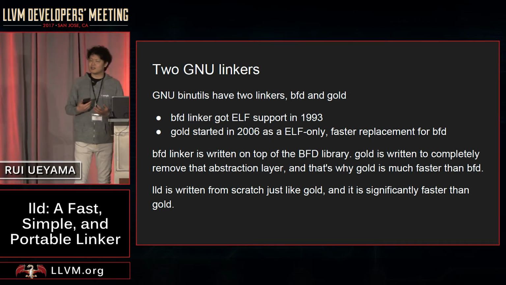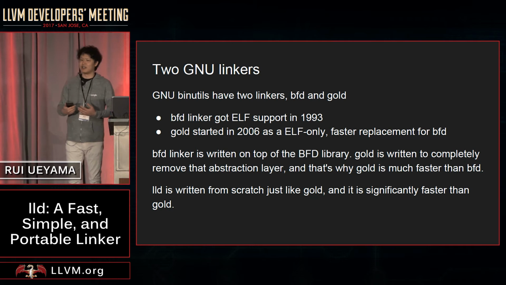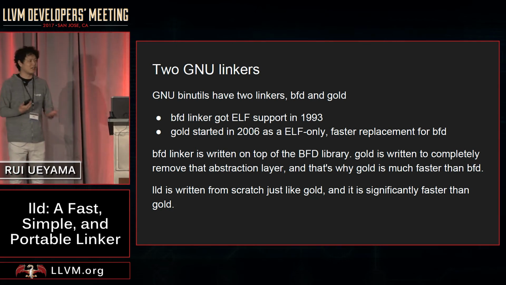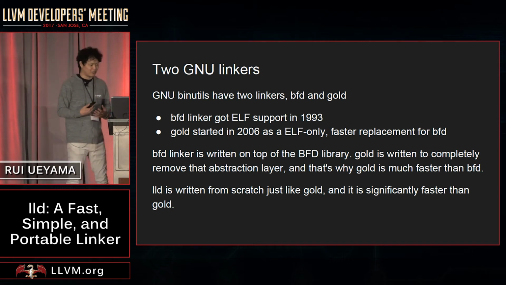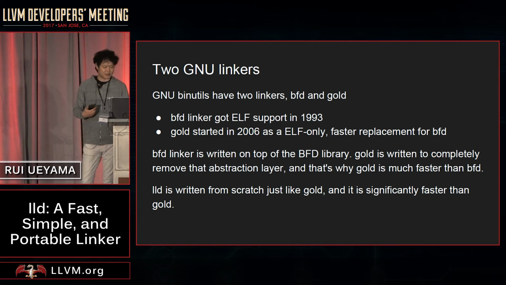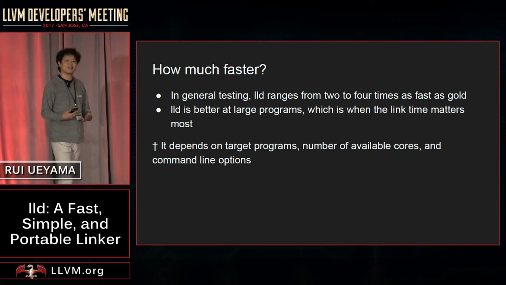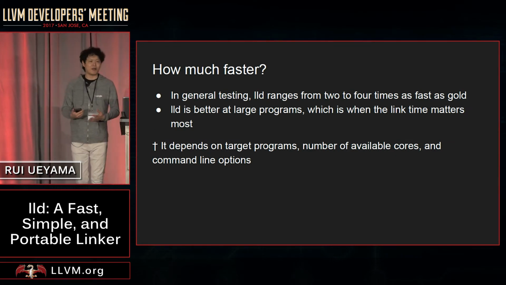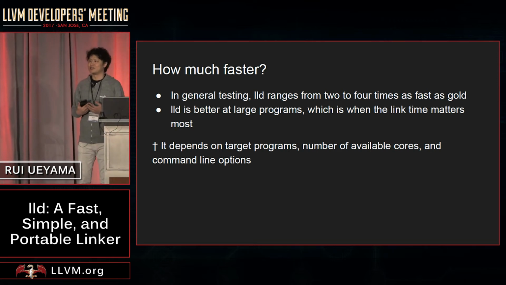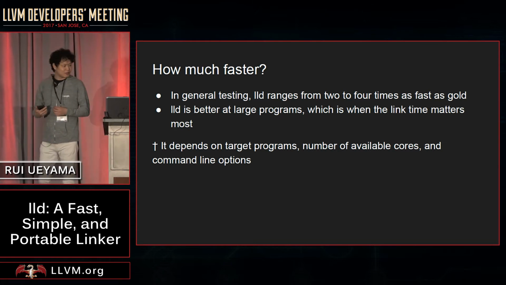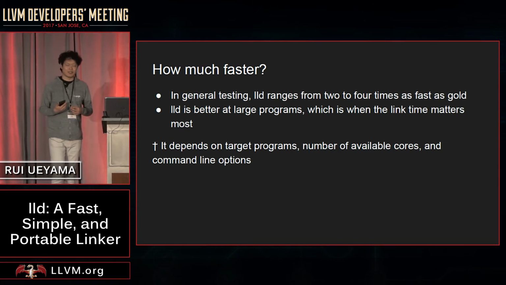But gold cannot really replace BFD linker, because BFD linker supports other architectures and other targets than ELF only gold. So they still keep two linkers in their distribution. So naturally, if you wanna make LLD faster, then the target would be gold, because it's a faster replacement. And LLD is actually 2 to 4 times faster than gold on average.